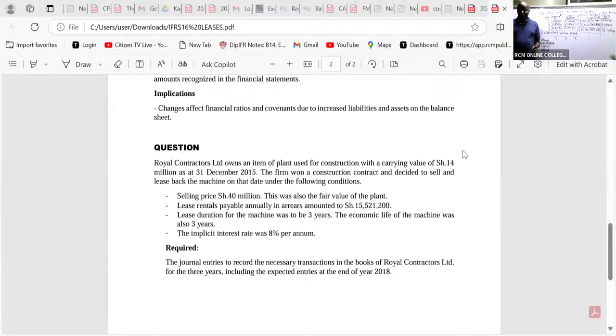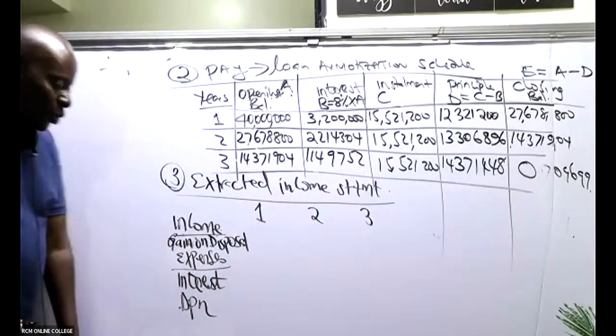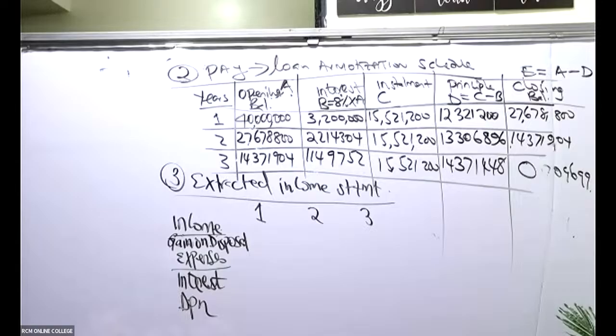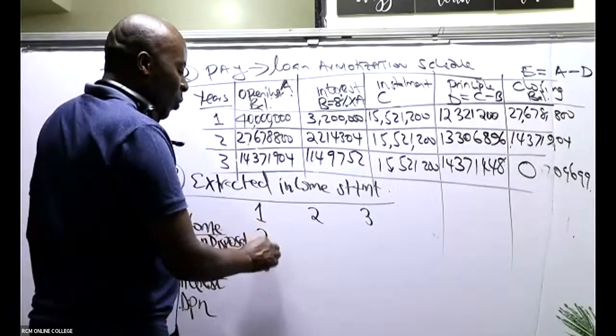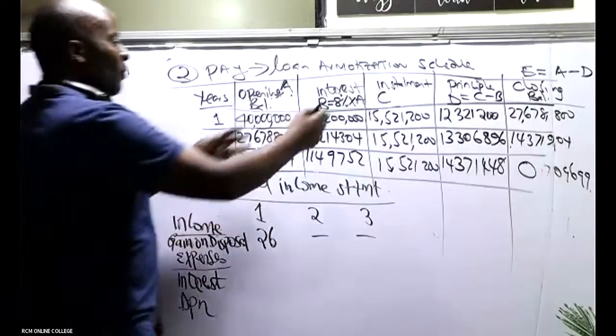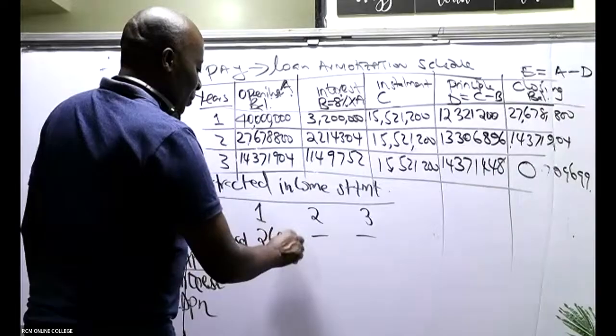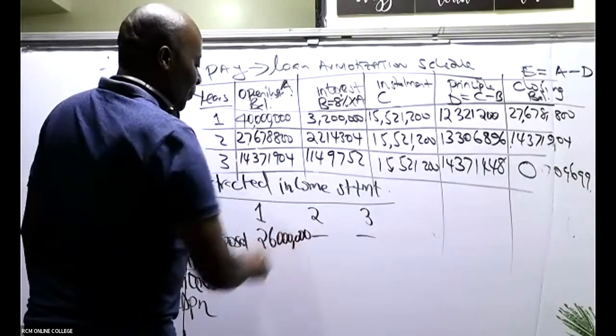So 40 minus 14, that will give us a disposal income of how much? 26. Remember, that will be booked in year one, and nowhere else. The first year, so this then has to be 26 million. Just to be consistent.